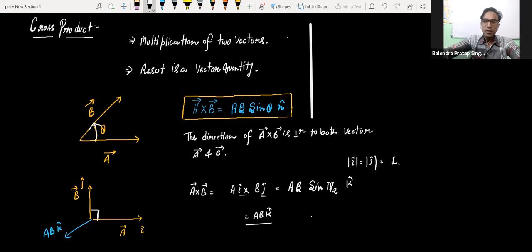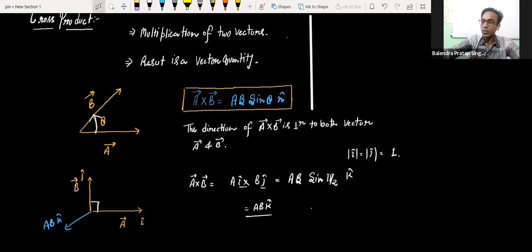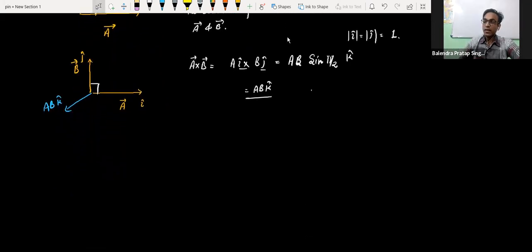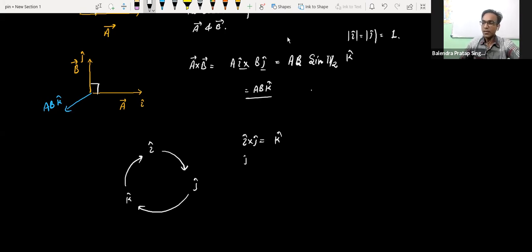So next is how to find the cross product of two unit vectors. If I take I cross J, we know there are three unit vectors, I cap, J cap, and K cap. So clockwise we take positive. Clockwise means I to J, J to K, and K to I. So if I take I cross J, that will give you K cap. If I take J cross K, that will give you I.